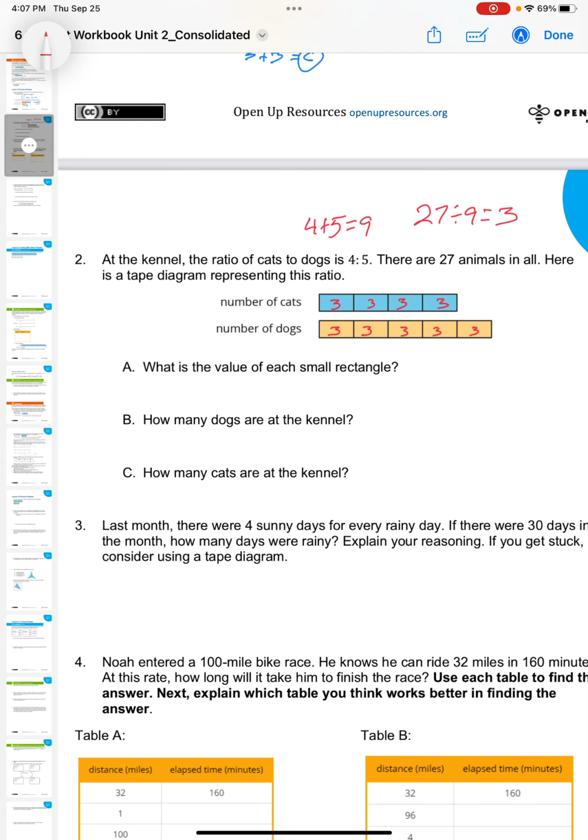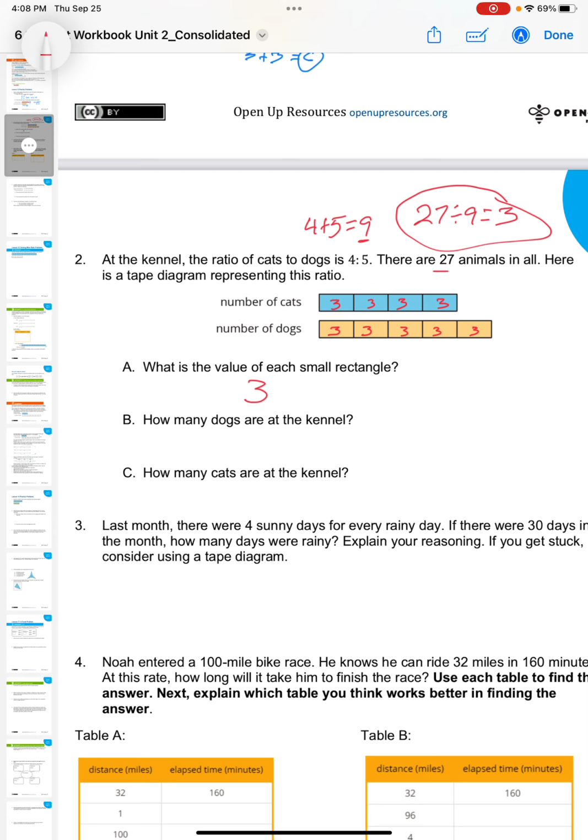And so what is the value of each small rectangle? 3. We find that by this right here. So we add it up and find out how many total we have. Do the division for there are 27 animals in all. Our ratio is for 9 total animals, and so that's 3 times as many. So 3 is represented by each block.